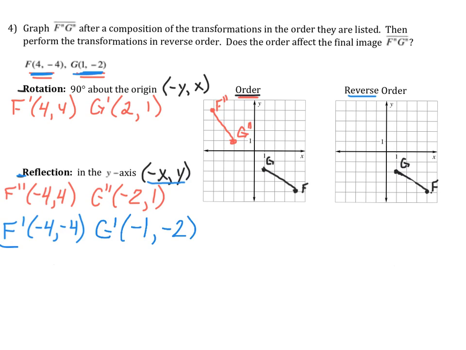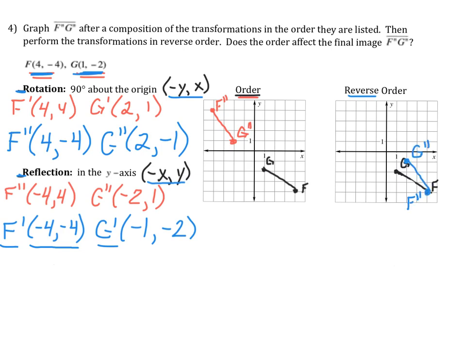Now I'm going to take these single prime points in blue and apply the rotation rule. That's going to give me F double prime. For this point, I'm applying this rule: they're going to switch and then that y coordinate is going to become positive. So I'm going to be at 4, negative 4, and G double prime is going to end up at 2, negative 1.